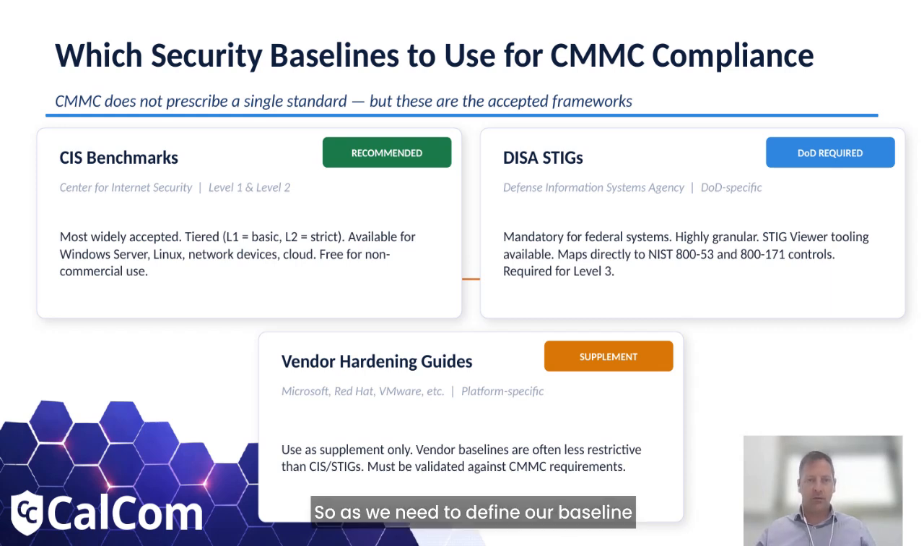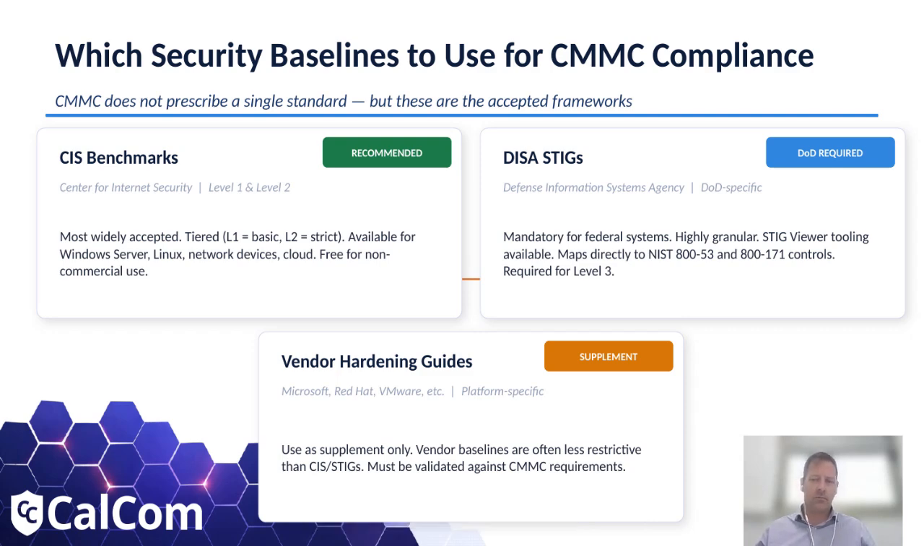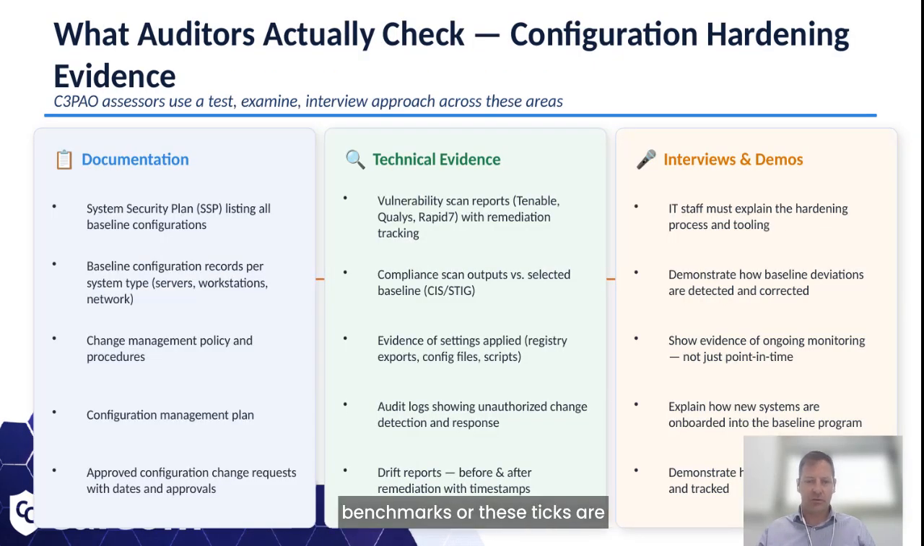So as we need to define our baseline to become CMMC compliant, CIS benchmarks or DISA STIGs are definitely the go-to. And then the next question is, once we have a baseline and we implement it, what is it that we need to prepare for the time when we'll be audited by, right now, the C3PAO assessors? What do we need to have in place, and what should it look like?